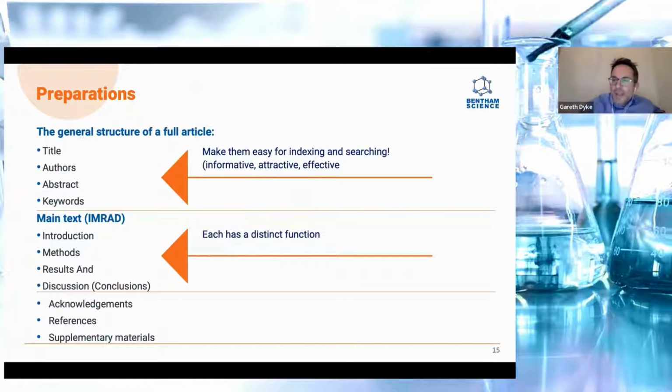Your title and your abstract, as well as your keywords, have to be easy for indexing and searching. They've got to be informative, they've got to be attractive, and they've got to be effective. They've got to get people wanting to read your article. I'm sure you've all seen hundreds of examples of papers and you've thought, why should I read that? It's not interesting. You've got to sell your work to your journal.